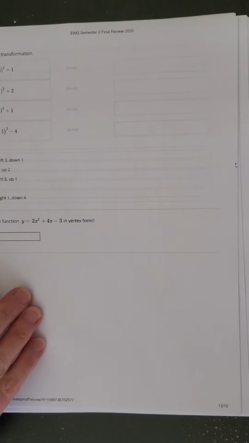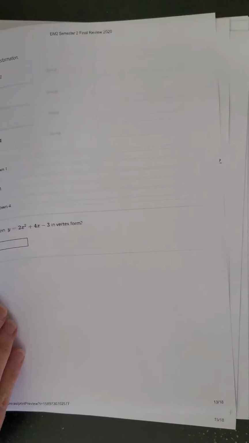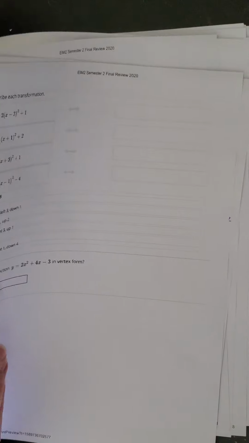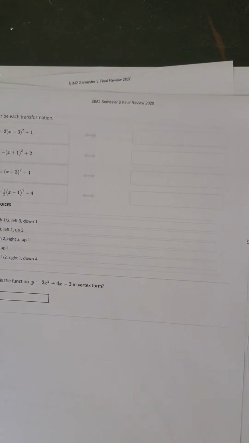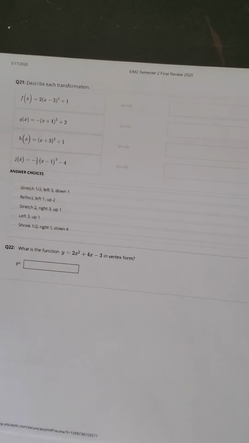All right, let me see how many more we have here. Oh, good Lord. There's still a lot left. I have my Math 3 review to do today, too. So you can see already we're at about an hour and 10 minutes just for Math 2.